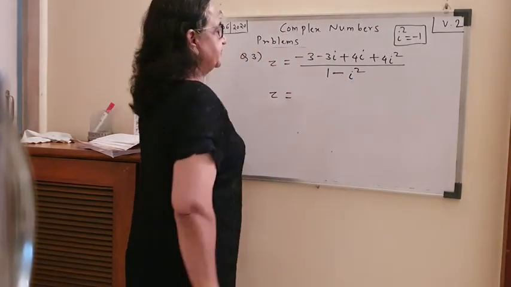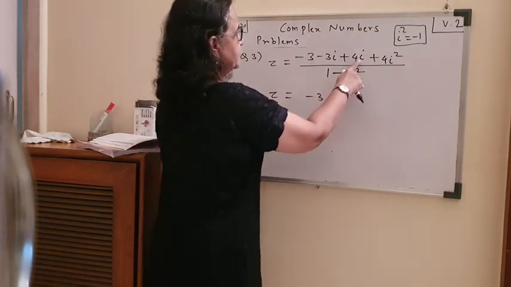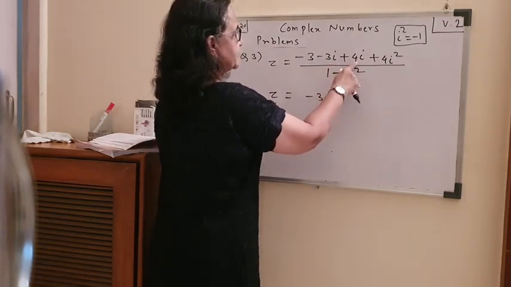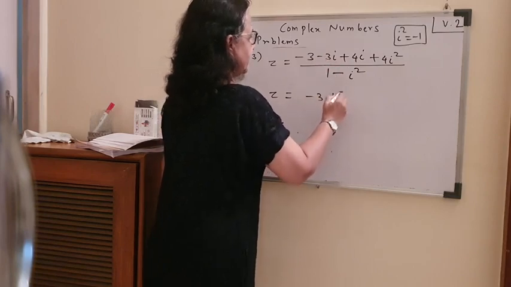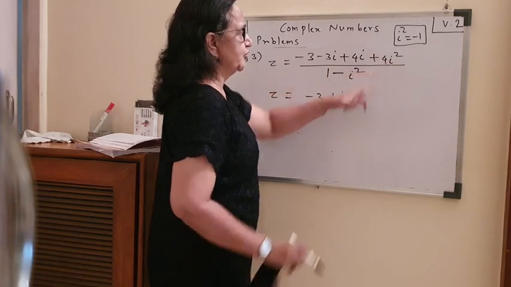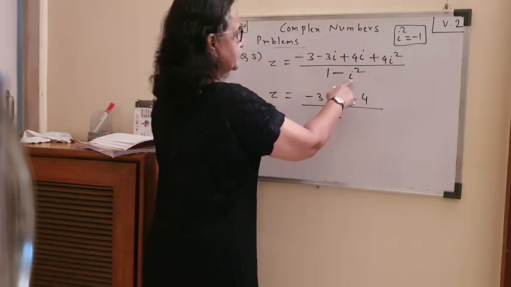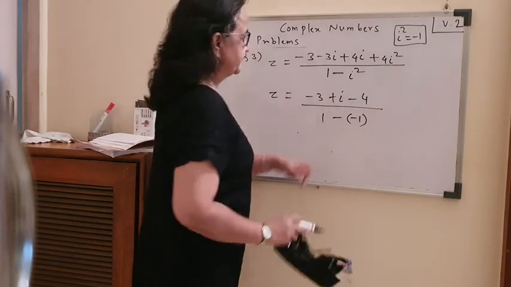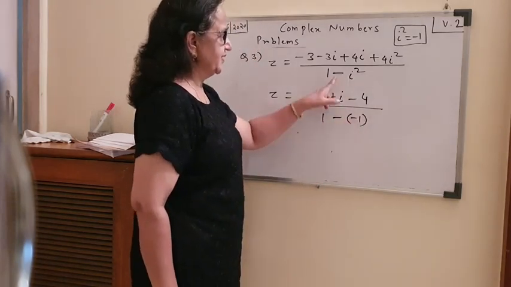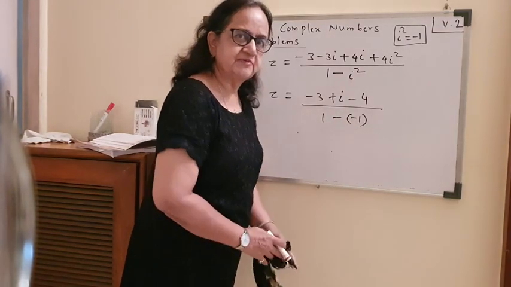So next step. Observe, minus 3. Now plus 4i minus 3i, plus 4 and minus 3. So plus i square is minus 1 into 4, so minus 4, down 1 minus i square, minus 1. So for i square I put minus 1, already that minus was out, so minus into minus. Next step it will become plus.